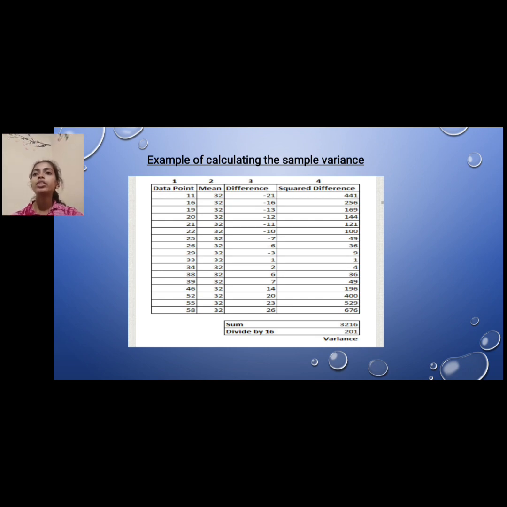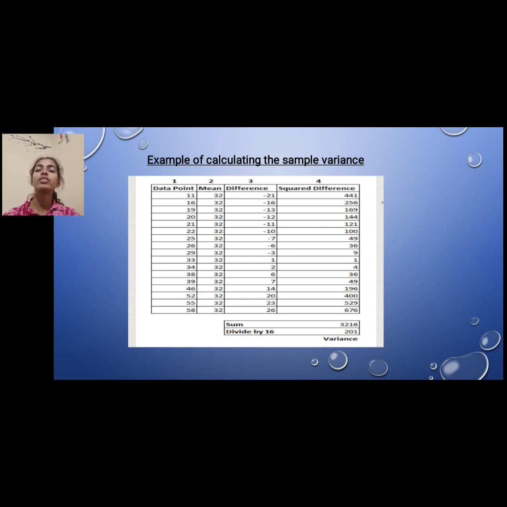The data points are 11, 16, 19, 20, 21, 22, 25, 26, 29, 33, 34, 38, 39, 46, 52, 55, 58. The mean is 32. The difference between each data point and the mean is 21, 16, 13, 12, 11, 10, 7, 6, 3, 1, 2, 6, 7, 14, 20, 23, 26.